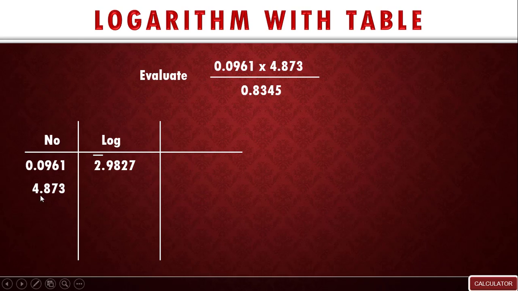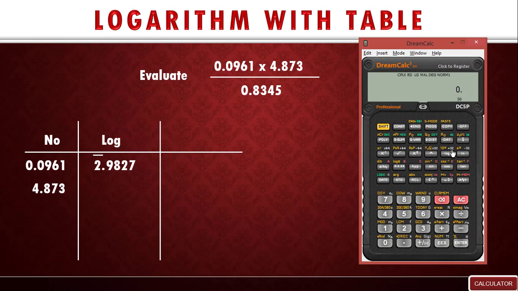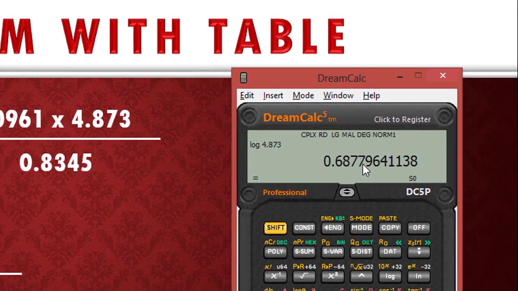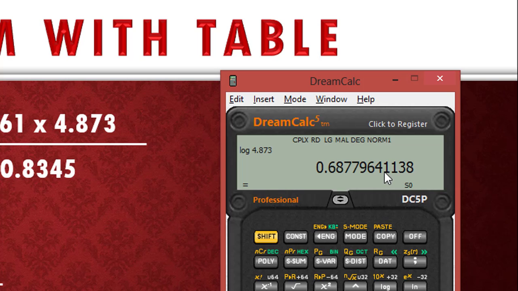Then let's look at the logarithm of the second number. This second number is greater than 1, so we can use our calculator to determine it directly. But if you use your calculator, it's not going to give you this value exactly. You can try it on your own to see. Find the calculator, then we are determining the log of 4.873. I press equals or enter. That's going to give 0.687796. You can see.